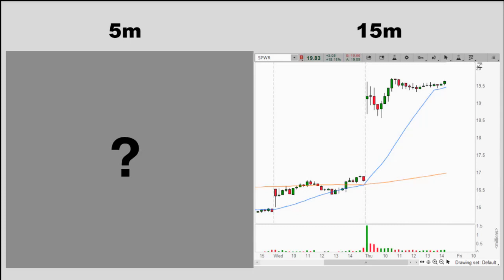So I decided to grab some real examples from the past couple of days so that, if you've been hanging out with us this past week, these charts will be more familiar and easier to digest, I hope. So this is SPWR from yesterday. We had it on the list in the afternoon as a 15-minute buy setup. The only indicators I use on my charts are the 20-period moving average, which is the blue line, and the 200, which is the orange line.